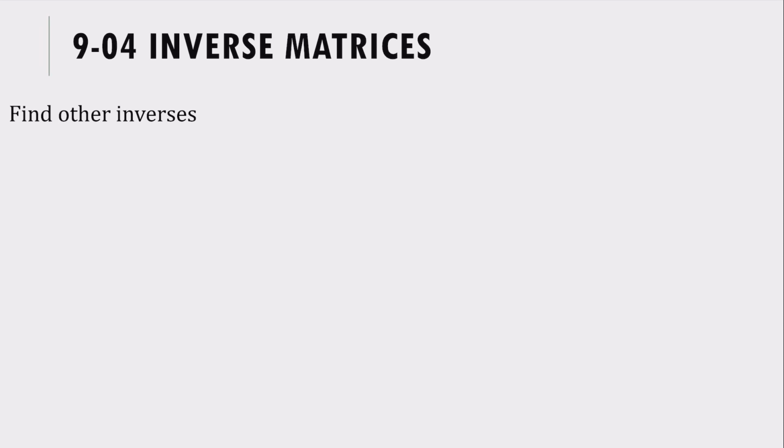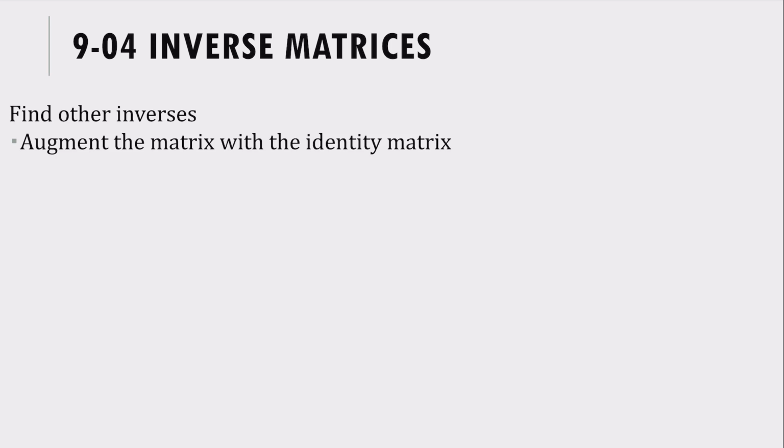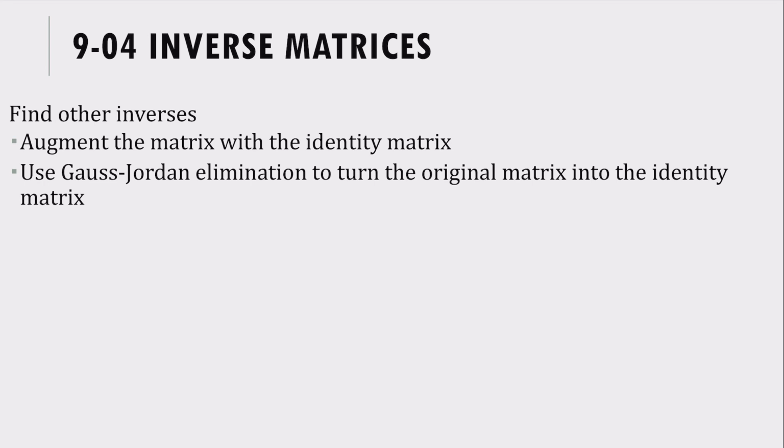To find inverses other than a 2 by 2, it's a bit more complicated process. You augment the matrix with the identity matrix, and then we use Gauss-Jordan elimination to turn the original matrix into the identity. So you have the original augmented with the identity. We use Gauss-Jordan to turn the first part into the identity, and whatever is left on the other side is the inverse.